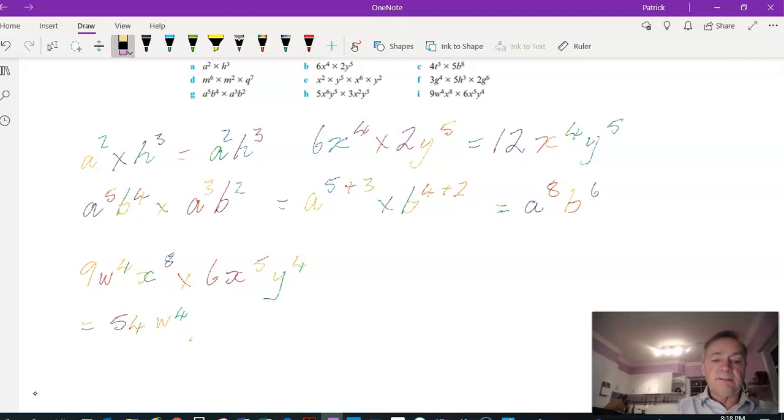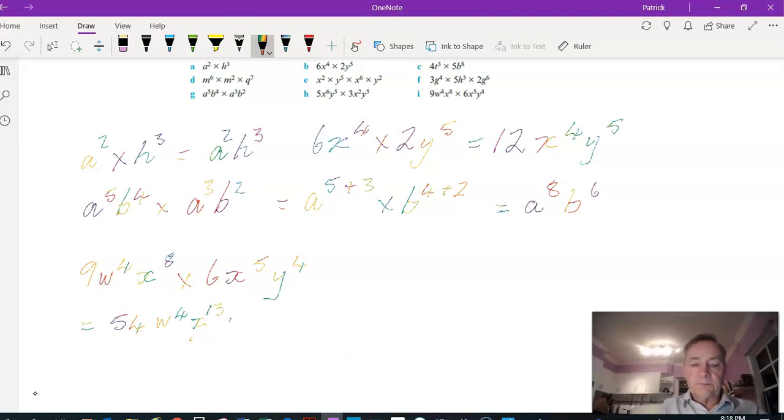Let's just rub out some extraneous stuff we've got there. Go back to our pen. So it's x to the 13th. And then y to the 4th. So where we can multiply, we've multiplied the coefficients, and where we haven't got the same base, you can't add the powers, you can just multiply them as you can any variable or pronumeral, and w to the 4th, x to the 13th, because we've added x to the 8th and x to the 5th, and then y to the 4th.